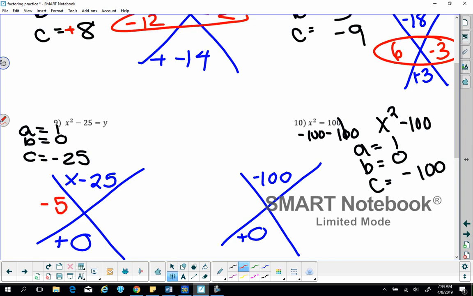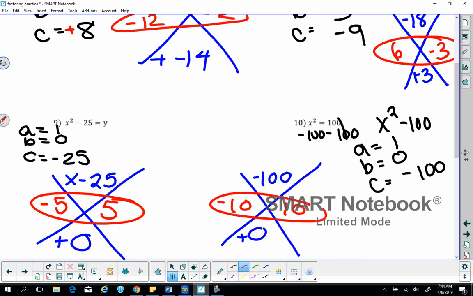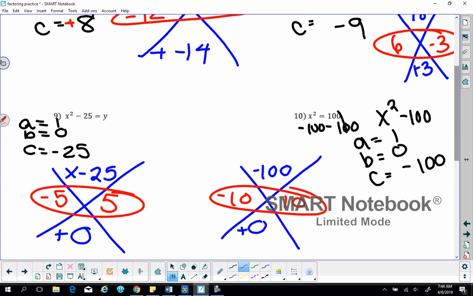Negative 5 and what's the other one? 5. Do you guys see the relationship? This one, they're the same number, different sign. What do you think this one's going to be then? Negative 10 and 10. So when it looks like that, it's always the same number, which is basically the square root of that number. So the square root of 100 is 10 and negative 10. The square root of 25 is 5 and negative 5.